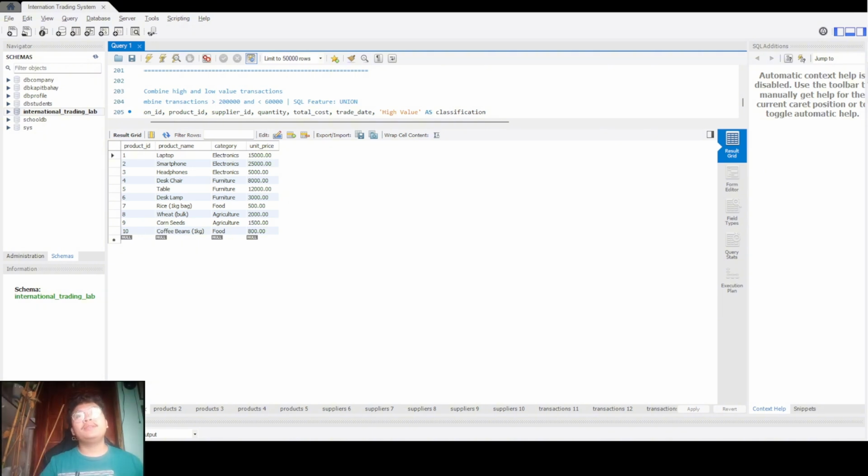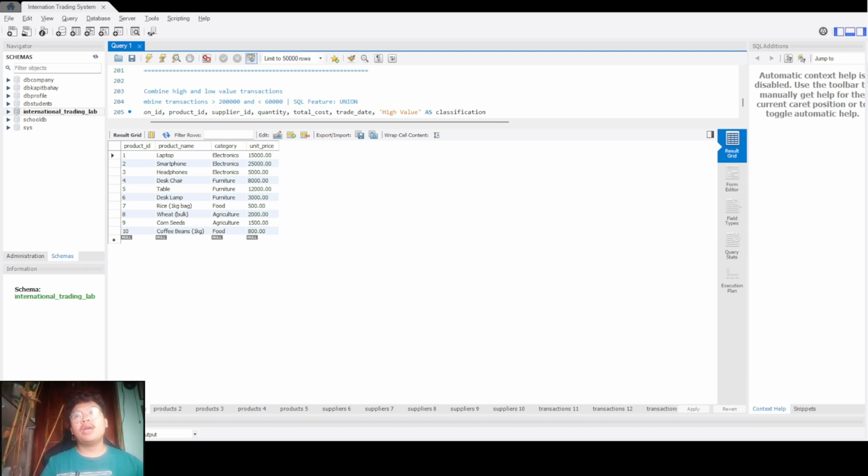Now this is test case 1 where we display all products. The query is SELECT * FROM products, which is very simple. The asterisk means show all the columns, and FROM products means from the products table. As you can see in the result, we have 10 products total. We can see the product ID, name, category, and unit price.